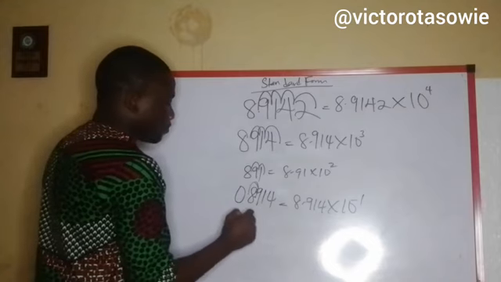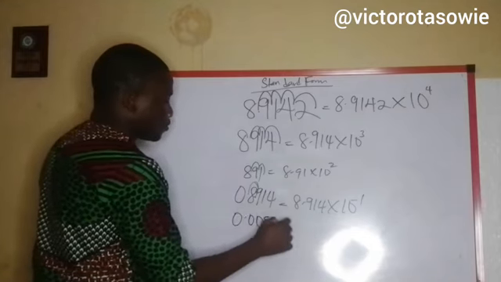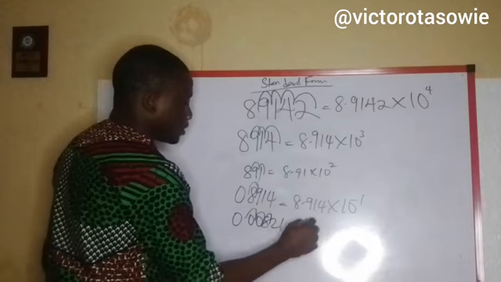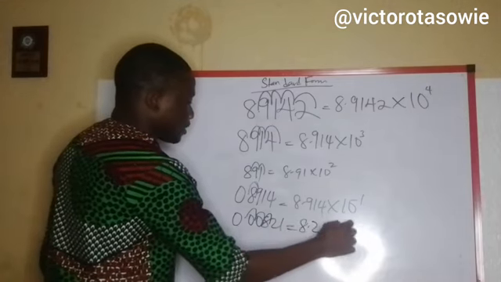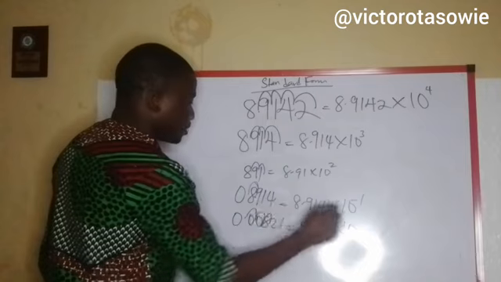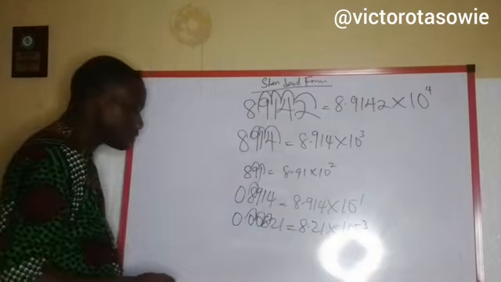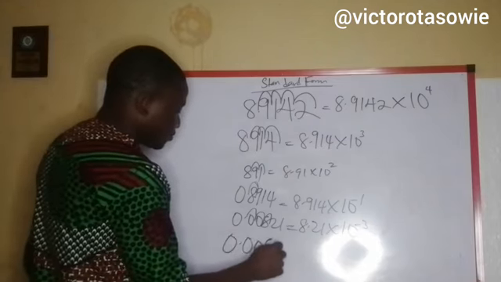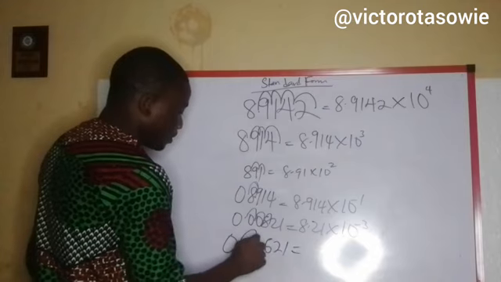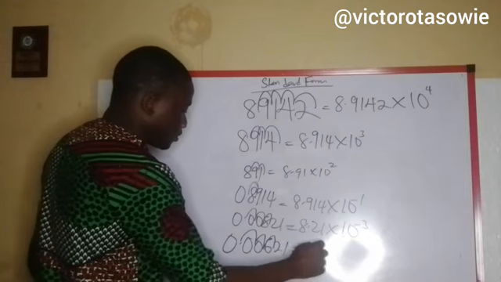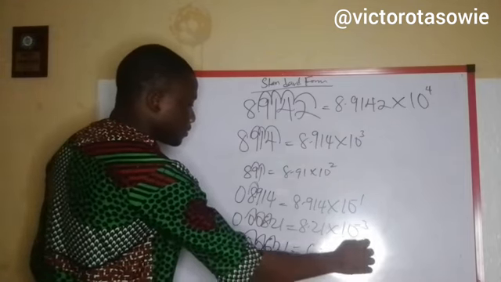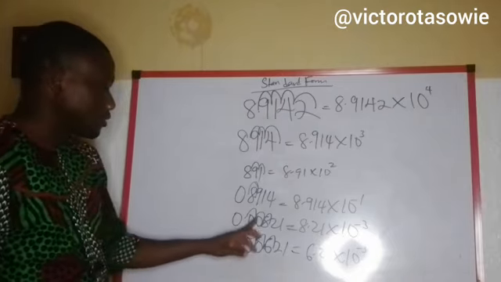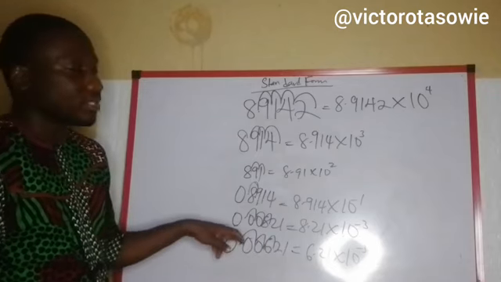So in this situation, we have 0.00821. We're moving it 1 2 3. So this becomes 8.21 times 10 raised to the power minus 3. Or maybe we have something like this, 0.00621. We move it 1 2 3, which is 6.21 times 10 raised to the power minus 3, because of this negative sign here, because of this 1 2 3, because of the 0.00.